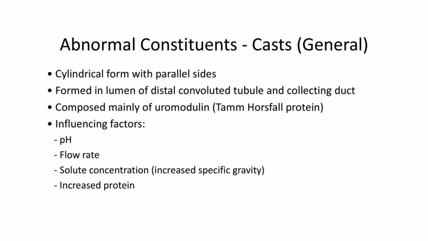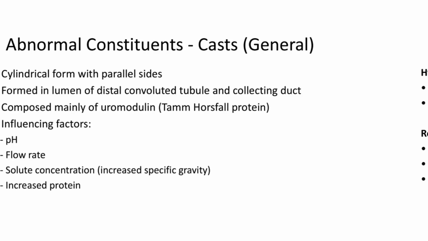Casts are cylindrical structures with parallel sides. They form in the lumen of the distal convoluted tubule and collecting duct. Their main constituent is uromodulin, formerly known as Tamm-Horsfall protein, a glycoprotein secreted by renal tubular epithelial cells. Cast formation is influenced by urine pH, flow rate, solute concentration, and the presence of protein.